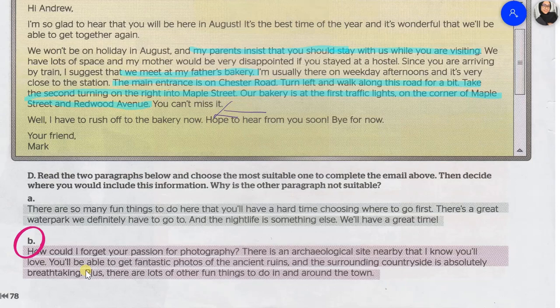So where is the suggestion? Okay, Mark acknowledged Andrew's passion for photography, and the suggestion is as such: archaeological site, ancient ruins, surrounding countryside, and then there are lots of other fun things to do, with other suggestions as well. So that is why.